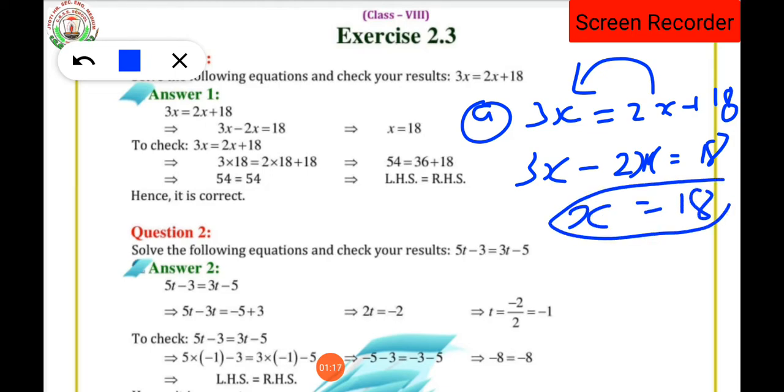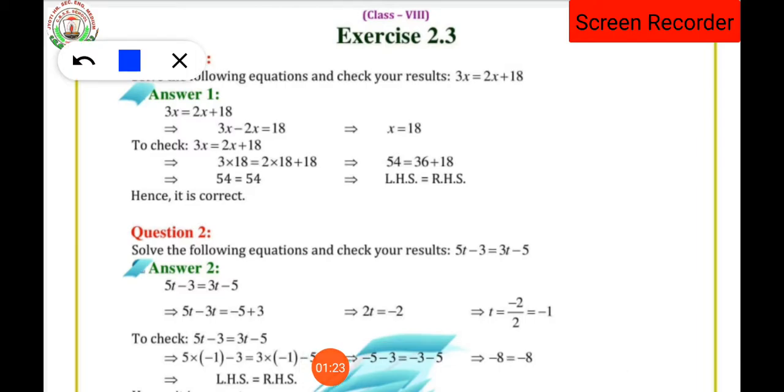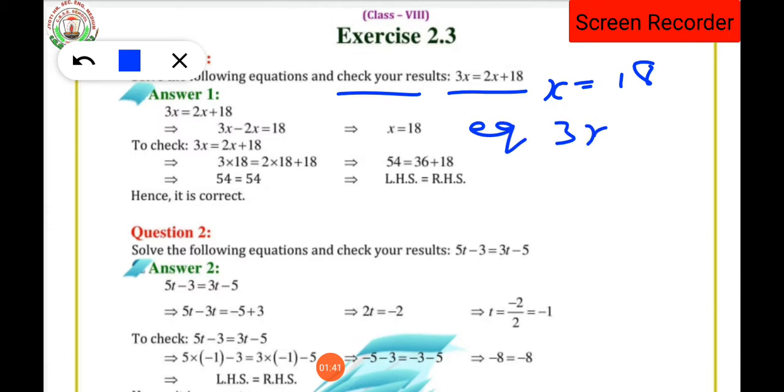So what is the value of x we got over here? That is 18. Okay, while solving this equation, we got the value of x equals 18. Clear everyone? After that, in the question it is said that you have to check your result. So for checking our result, what do we have to do? What is our equation? 3x equals 2x plus 18. This was our equation, isn't it?